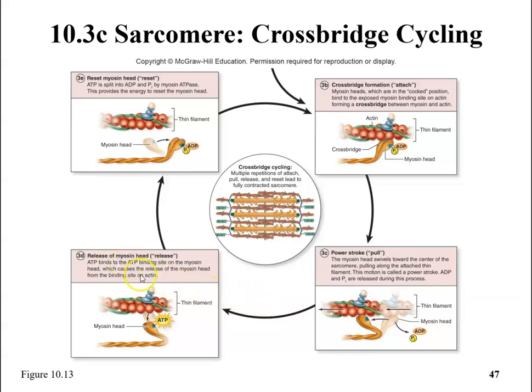Next is the release of the myosin head from those myosin binding sites on actin. That's going to happen when ATP binds to the ATP binding site on the myosin head. And then finally, the myosin head is going to reset. So it goes from this position to this position. ATP is going to be split into ADP and inorganic phosphate by that myosin ATPase, and that is what resets the head. And then you go back, you're ready for another cross-bridge formation.